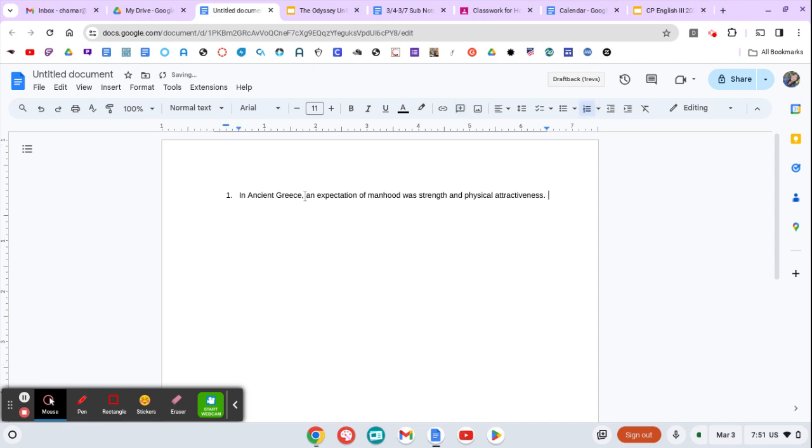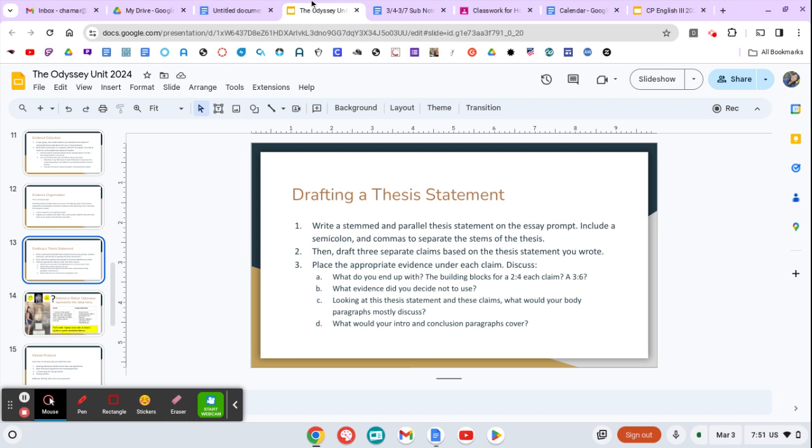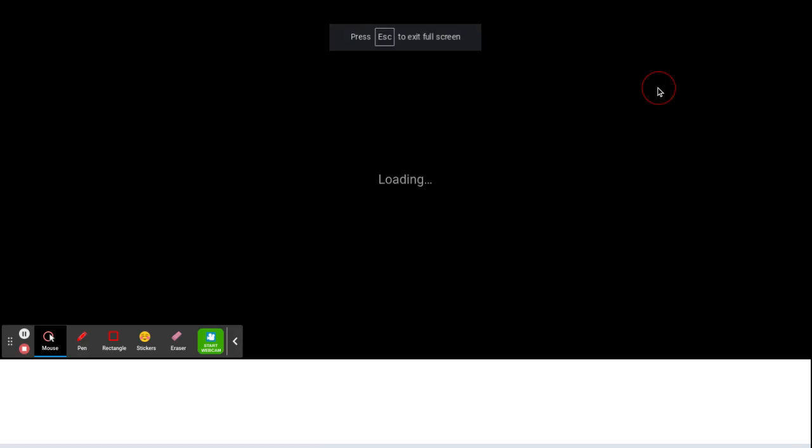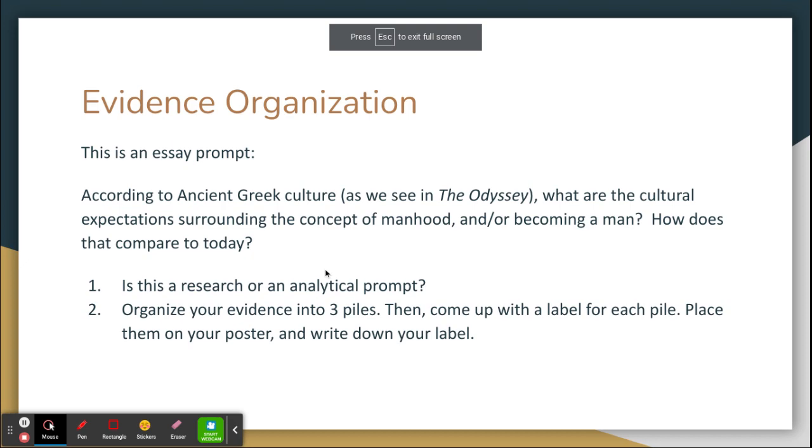Okay, it has an opinion. It's a loose opinion. It's kind of more of a fact, but it could be considered an opinion. But think about this. Does this claim answer the essay prompt? Yes, but it only answers this first part. According to ancient Greek culture, as we see in the Odyssey, what are the cultural expectations surrounding the concept of manhood? It doesn't answer how that compares to today.